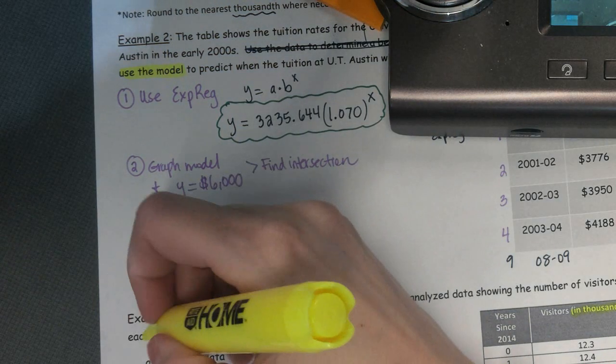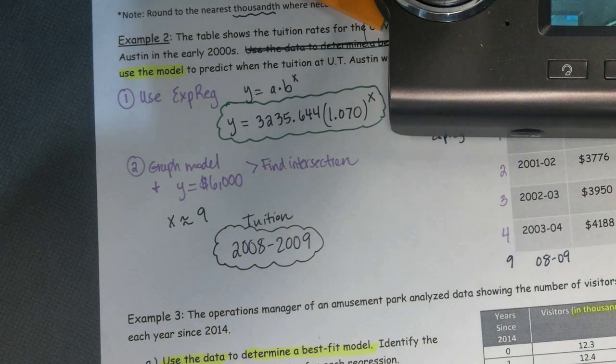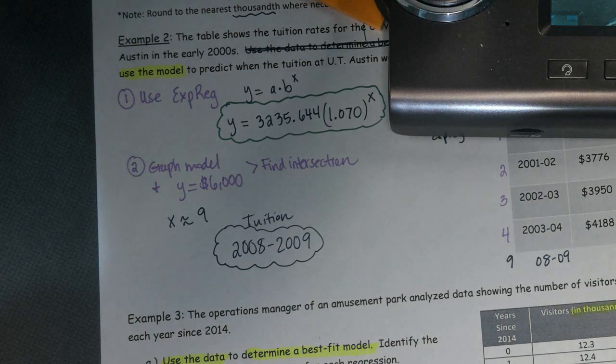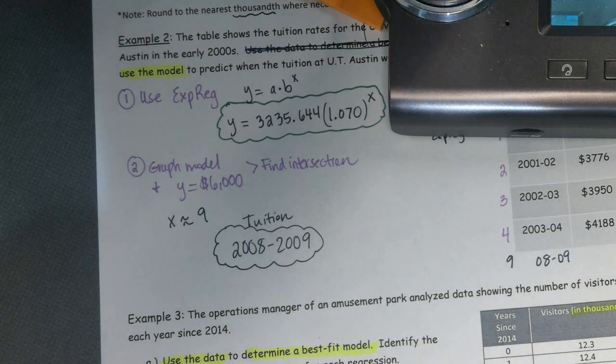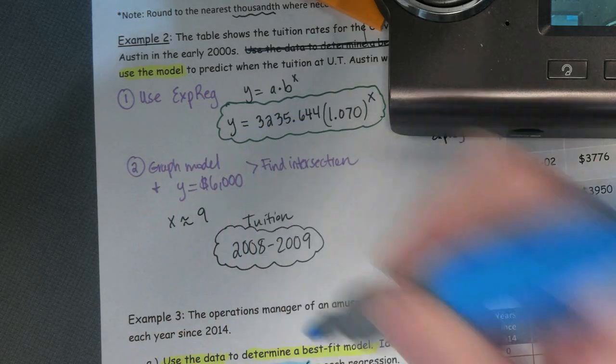So when you have to use the data to determine the best fit model, okay, what you're going to do is identify the coefficient of determination for each regression. Do you guys remember what that is?